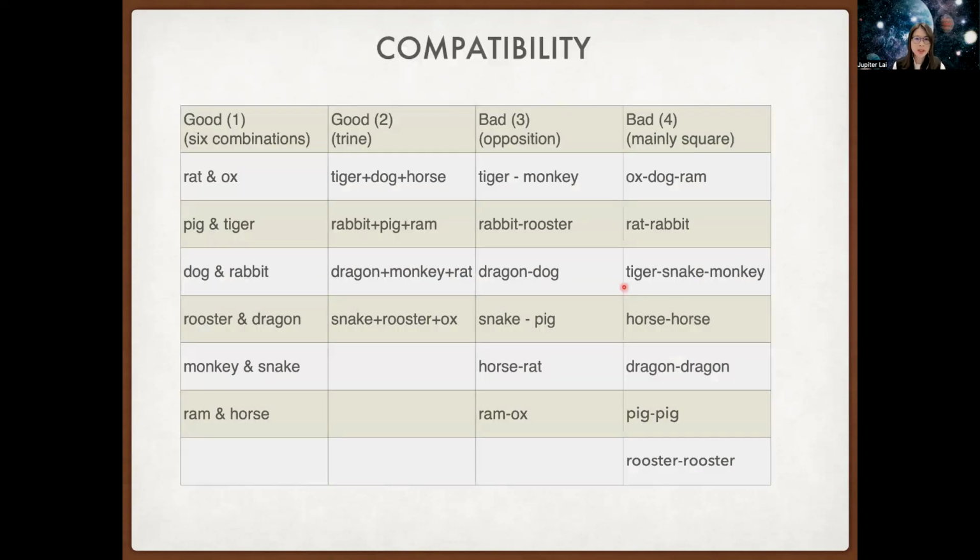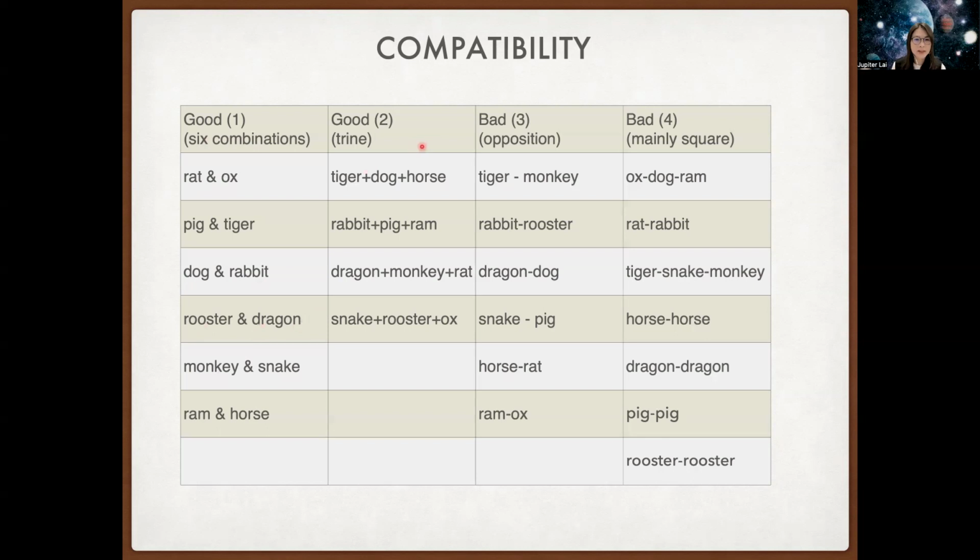So this is a chart of compatibility you can check out. For the first column, these are the six combinations we just talked about. When the two animals correspond to the two Western astrology signs, they are in good relations. For example, if you are a dragon, then you go well with rooster. So this is the sixth combination.